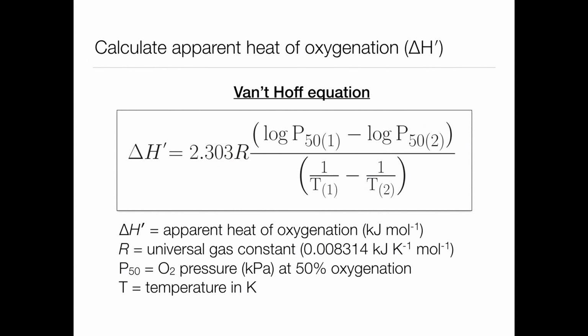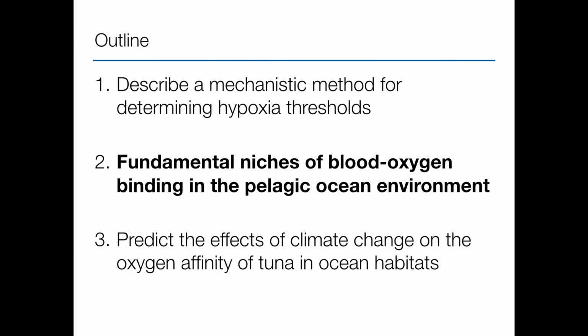And how do I calculate that? This is typically calculated using the Van't Hoff equation to calculate the apparent heat of oxygenation. You measure P50 at two different temperatures, and that can determine the heat of oxygenation. Moving on to the next step, looking at P50 blood oxygen binding across a range of different animals.